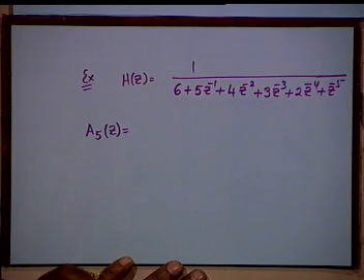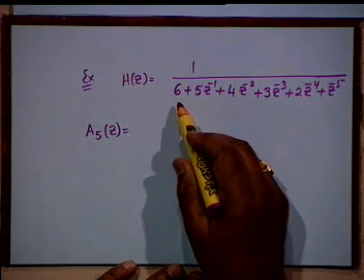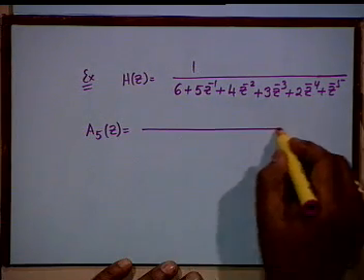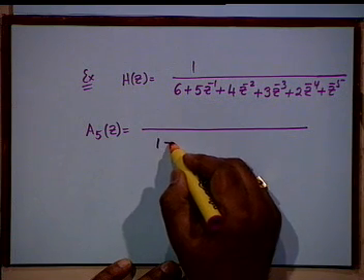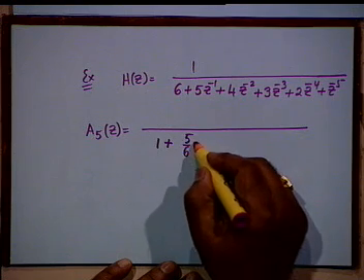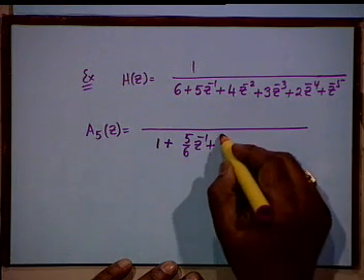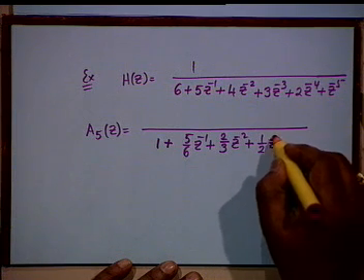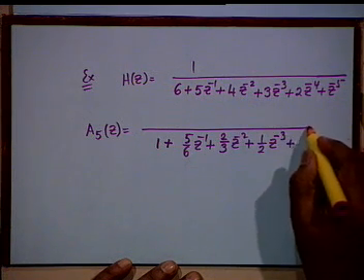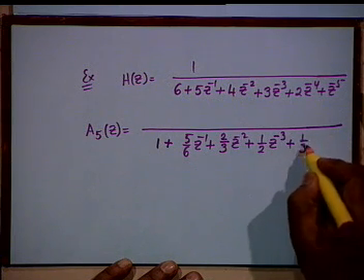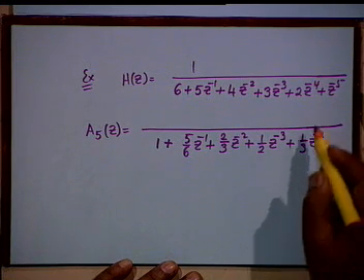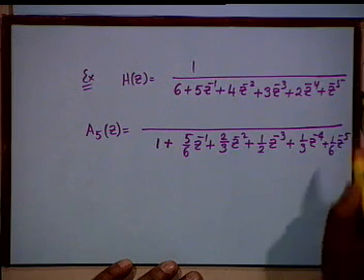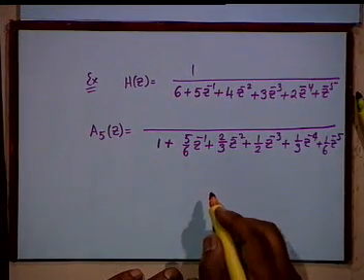Now, you must be careful. Intentionally, I have used a 6 here. You must make these two 1. So, your A5Z denominator would be 1 plus 5 by 6 z inverse plus 4 by 6 is 2/3 z to the minus 2 plus 3 by 6 is half z to the minus 3 plus 1/3 z to the minus 4, is that right? 2 by 6 is 1/3 plus 1/6 z to the minus 5. This is our denominator. Okay?